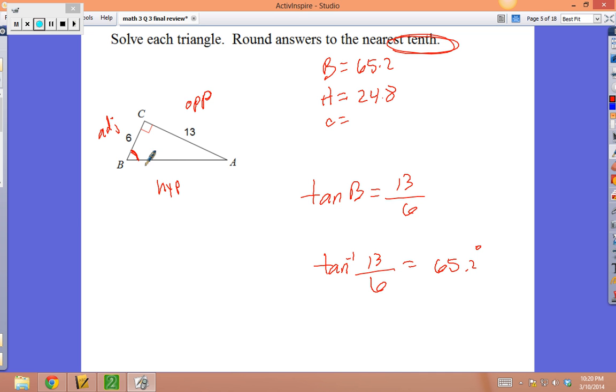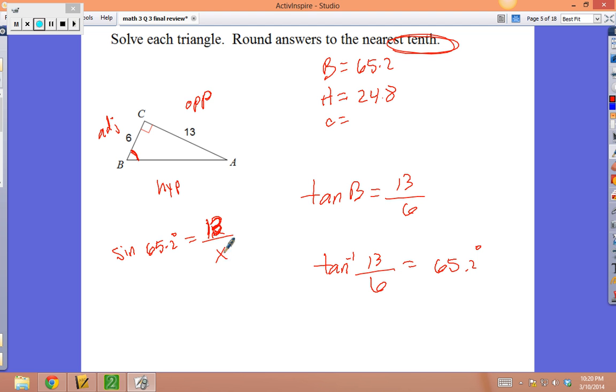Okay, now I'm going to stay with angle B, and I'm going to try and find the sine. So the sine of angle B, but now I know the sine of 65.2 degrees. So the sine of this angle equals opposite over hypotenuse, so it's going to equal x over, no, it's going to equal 13 over x.